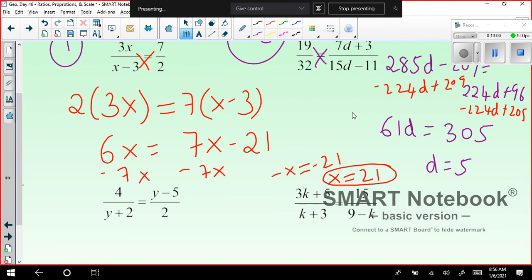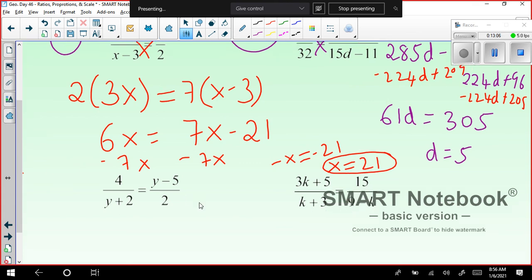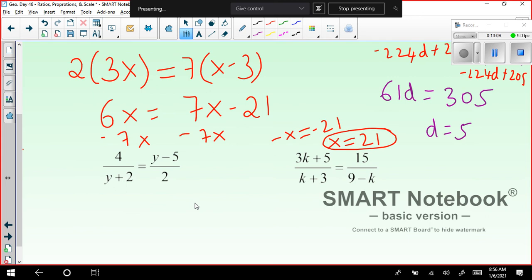I hope this is clear. We will do the same thing once again. I'll do the third one and you are supposed to solve the fourth one. This is your third problem and this is the fourth. I'll do the third and you can solve the fourth.